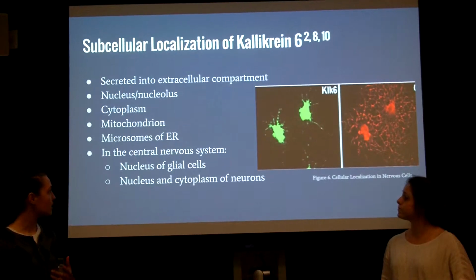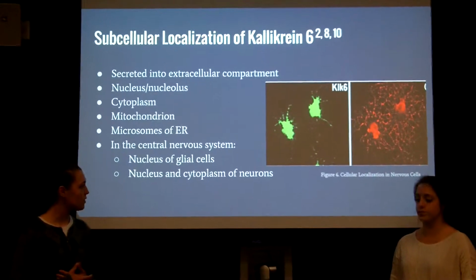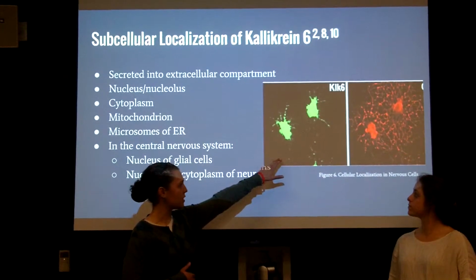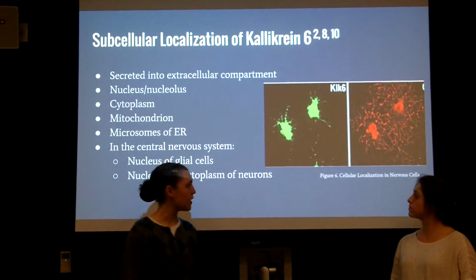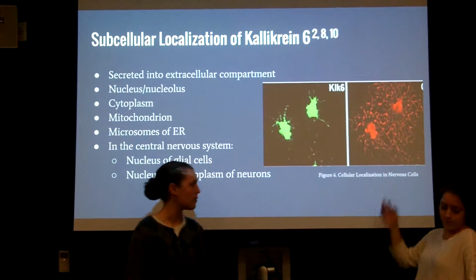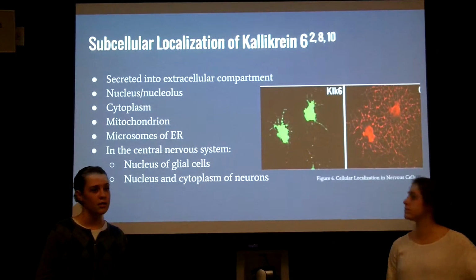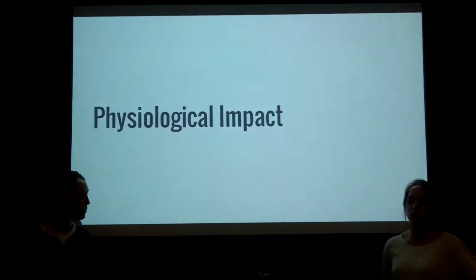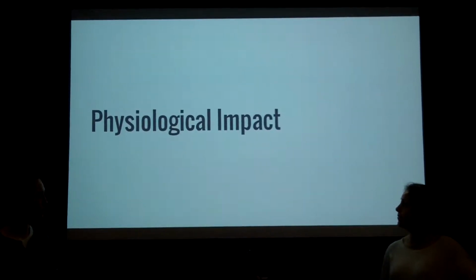It's located in the cytoplasm, the mitochondria, and the nervous system. And then these two pictures on the side are showing that kallikrein 6 is mainly located in glial bodies, and over here it's mainly located in the exterior processes of the oligodendrocytes. So now we're going to talk about how it affects the human body.